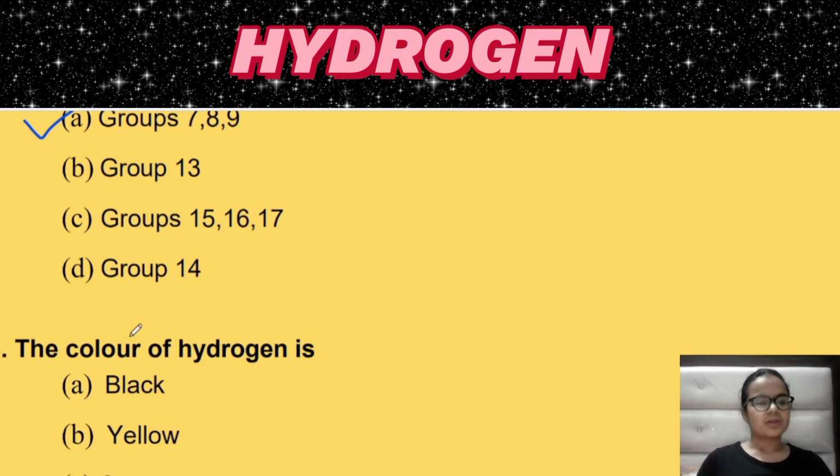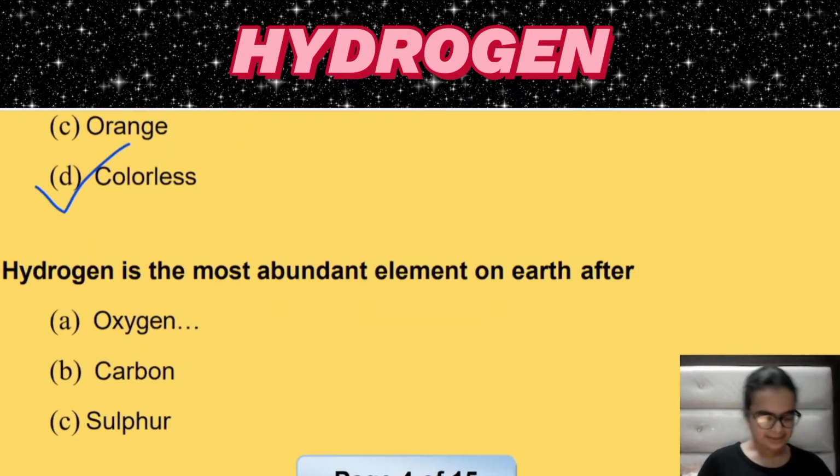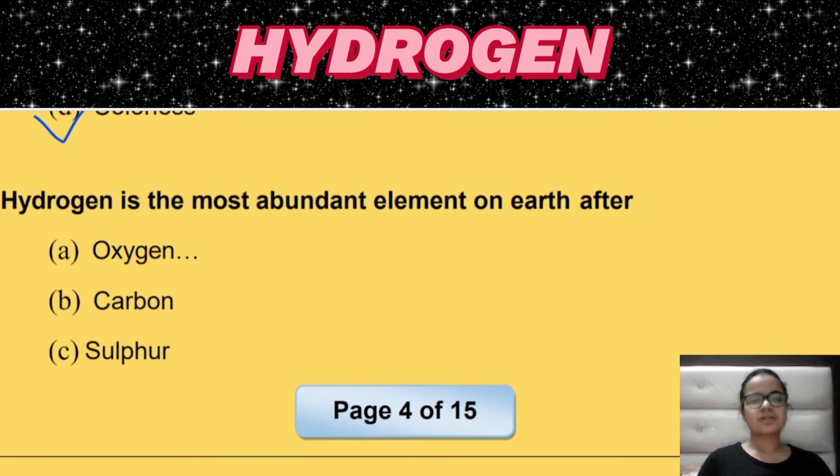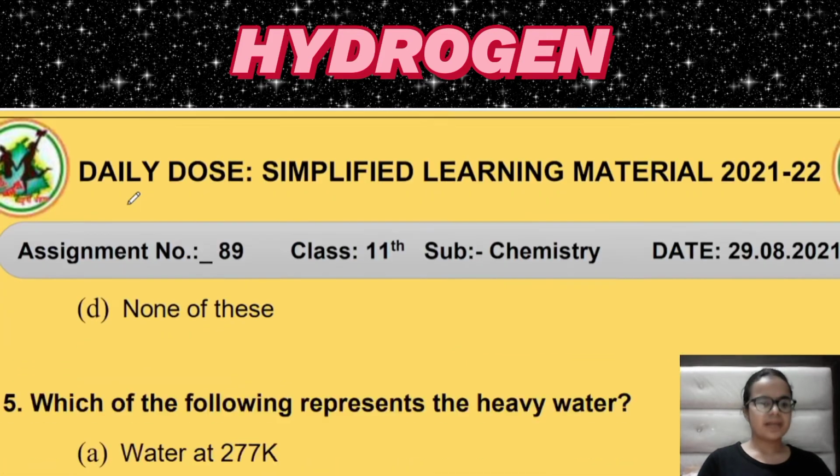13th question: the color of hydrogen is, and the answer is colorless. Hydrogen doesn't have any color, it is colorless. 14th question, hydrogen is the most abundant element on earth after oxygen. So after oxygen, hydrogen is the most abundant element.